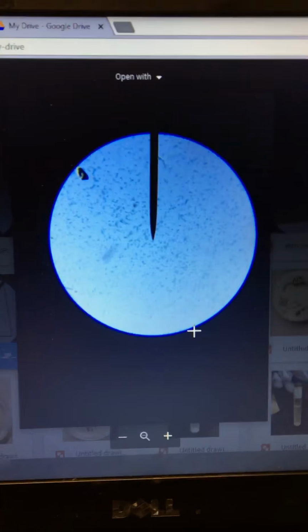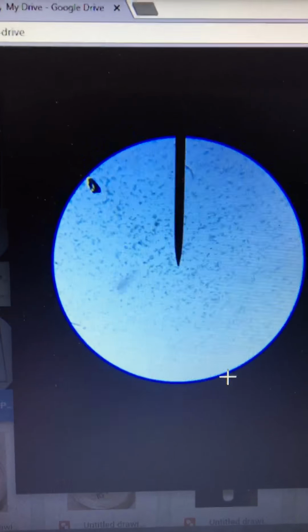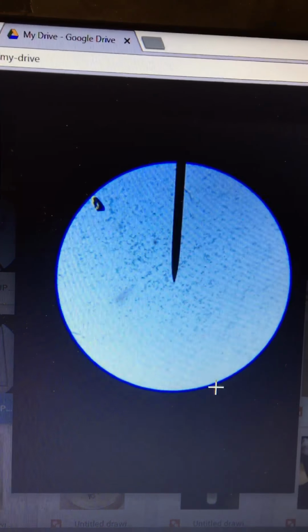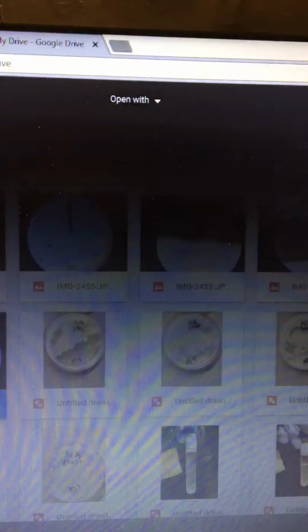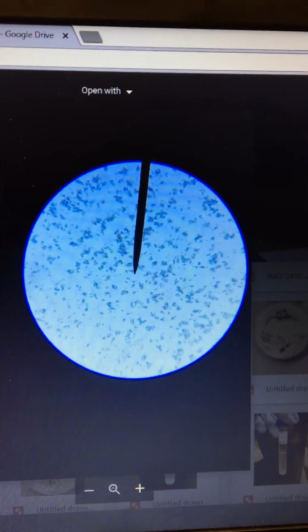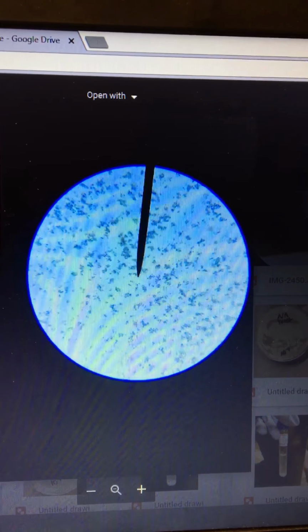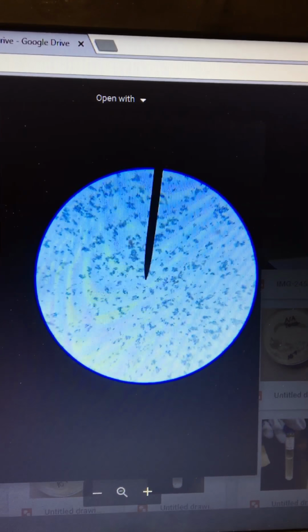Okay, so then here, this one was a little difficult because of the flare. This one is the yeast, and you can see the individual cells, tons of them. It's becoming more refined as you increase the power. So the previous image you saw was scanning. This is now low power.